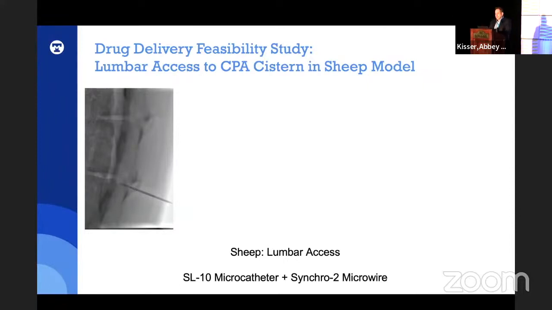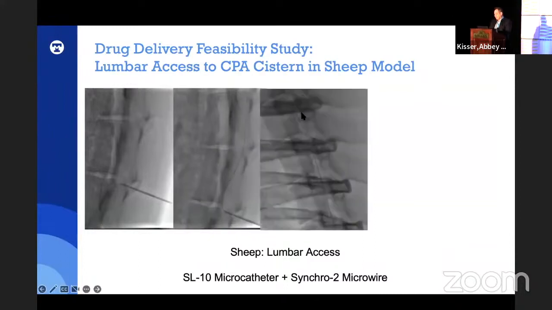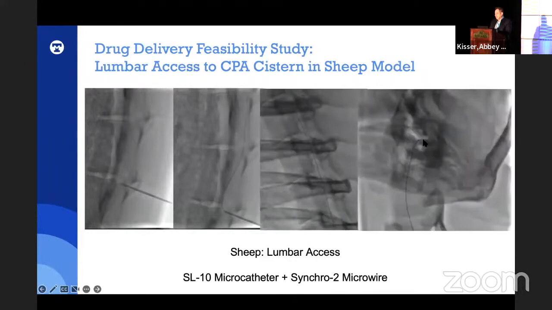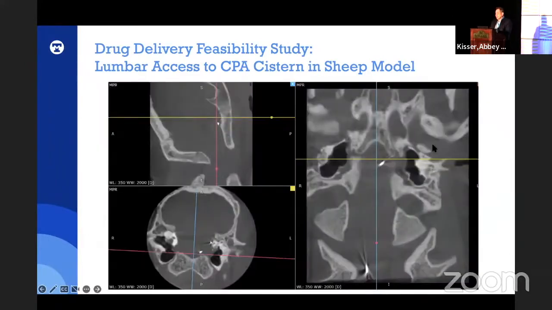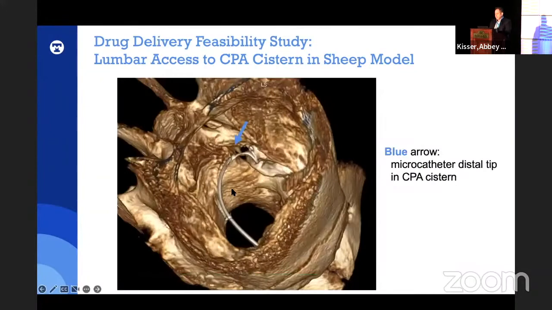This is where we started. You can see we're just starting with a lumbar puncture in the sheep model. This is an SL10 microcatheter with a Synchro microwire. We're now in the thoracic region, and then we're able to consistently get to the cerebellopontine angle cistern, which is the same site that the e-shunt drug delivery system would be able to get us to. You can see the contrast injection, and this is the 3D reconstruction of the sheep showing the microcatheter at this level.